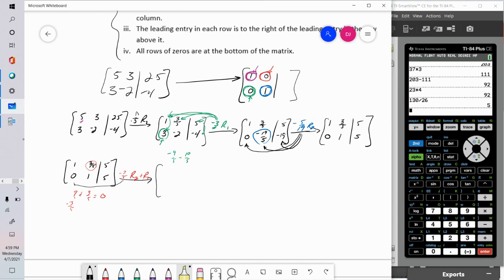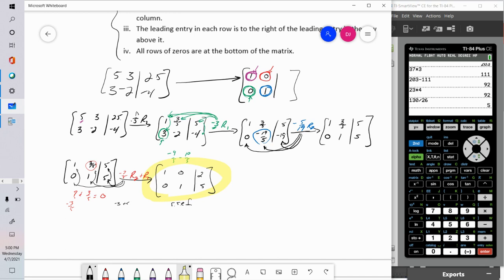Negative 3/5 times 0 is 0, plus 1 is 1. Actually, let me just rewrite my second row here since it's not going to change. Negative 3/5 times 1 is negative 3/5, plus 3/5 is 0. Negative 3/5 times 5 is a negative 3, plus 5 is 2. So now notice we have our matrix in reduced row echelon form. I call it RREF, reduced row echelon form.